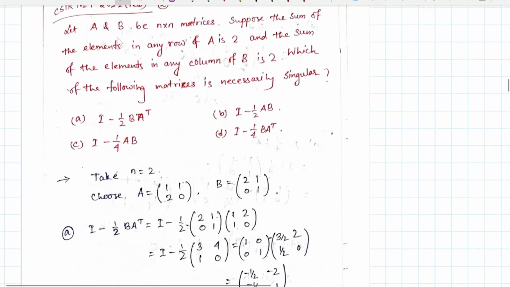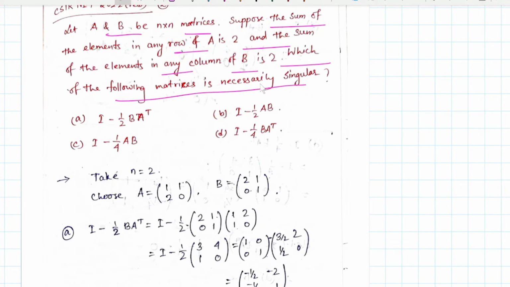Next question: let A and B be two n by n matrices. Suppose that the sum of the elements of any row of A is 2 and the sum of the elements of any column of B is 2. Which of the following matrices are necessarily singular? So there are two given conditions: the sum of the elements in any row of A is 2, and the sum of the elements in any column of B is 2.